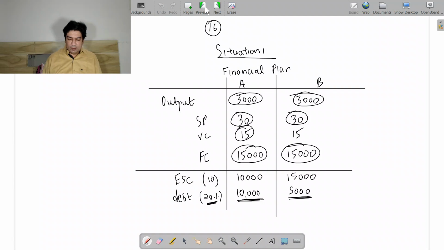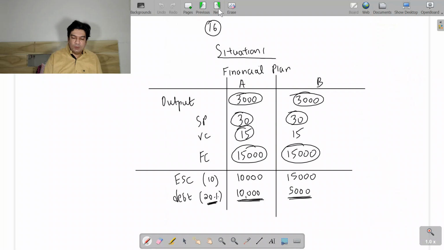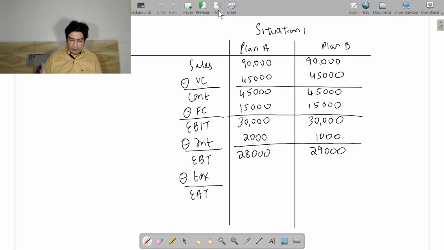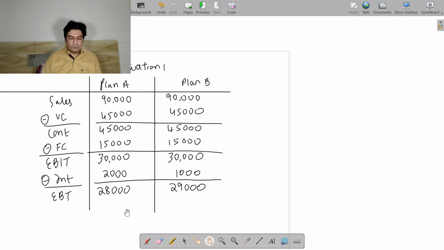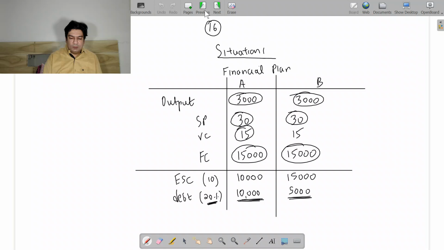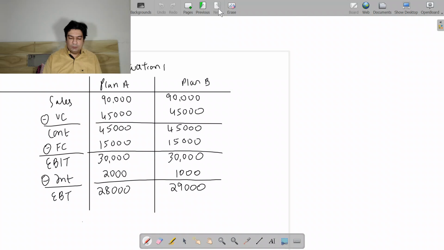So tax, they have not given us any tax rate. So again this information is not at all required. So yes, we have done it. Now they are telling us to find the operating, financial and combined leverage.